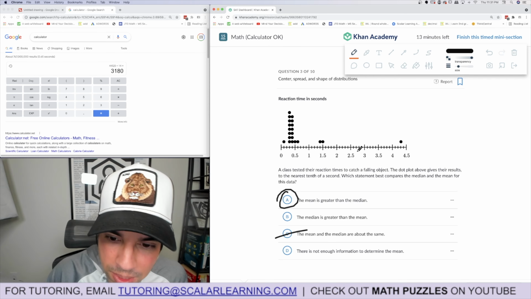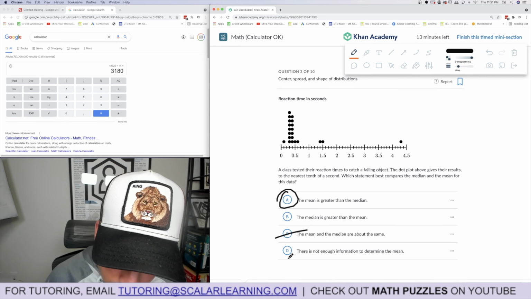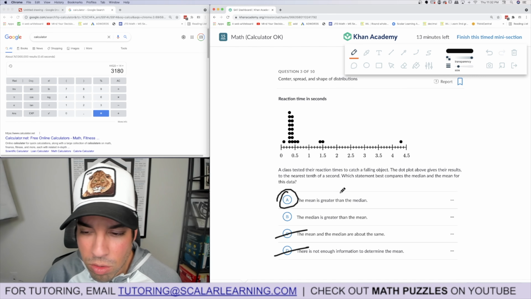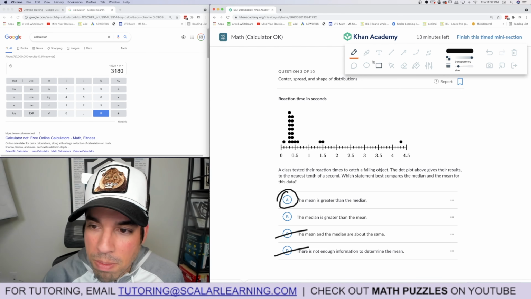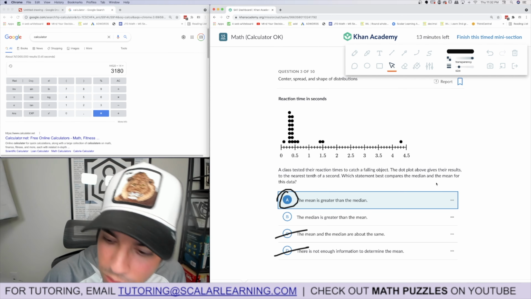I mean, if it was symmetric, then we'd know they'd be equal. So it's definitely, I don't think we could calculate the mean right now. I'm not going to. It's going to take forever, but yeah. So the mean is going to be greater because of that skew. So A is the winner.